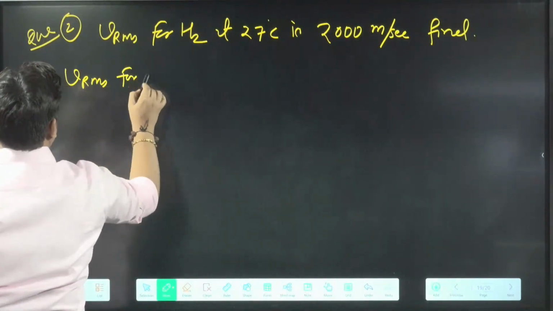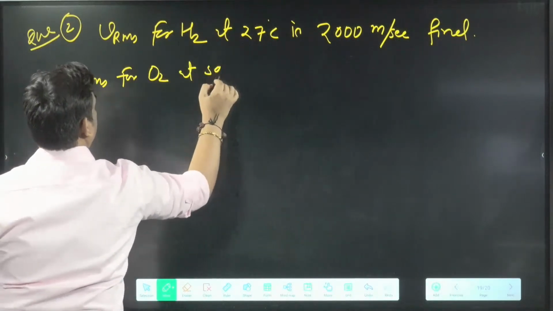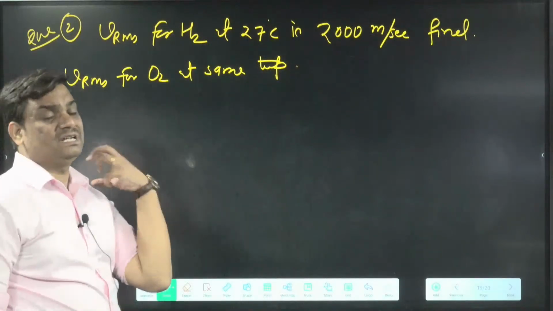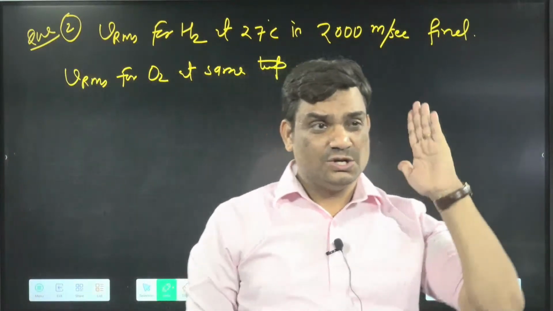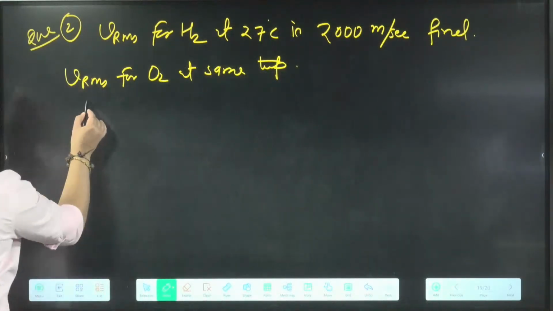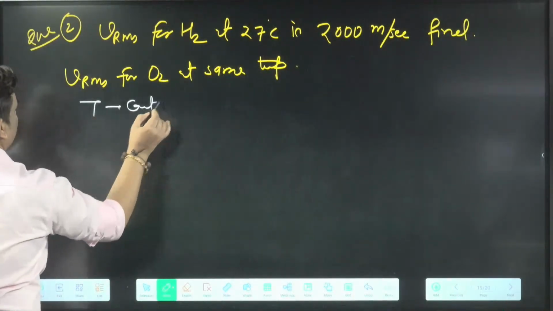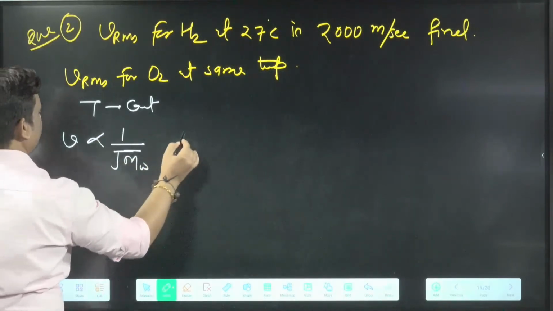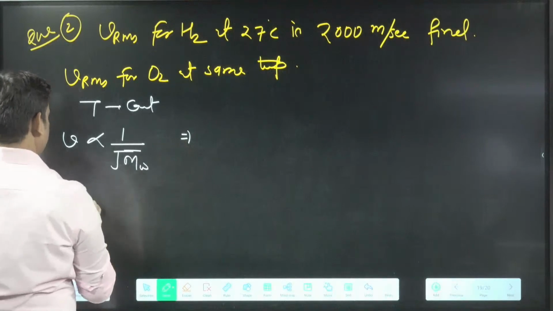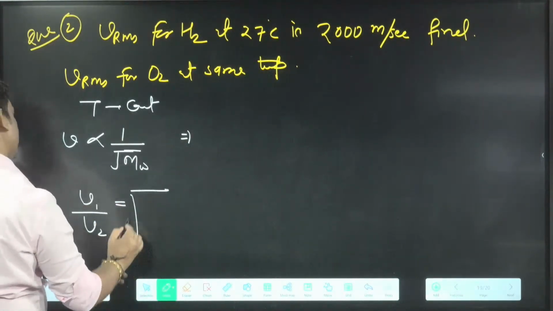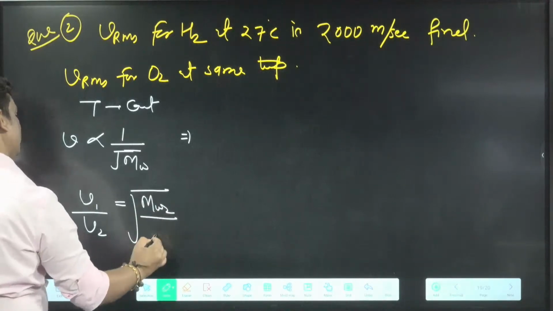VRMS for O2 at the same temperature. Now here they are giving the same temperature and they are only changing the gas. So temperature is constant here. So we can say V is proportional to 1 by root MW. So V1 by V2 equals root of MW2 by MW1.